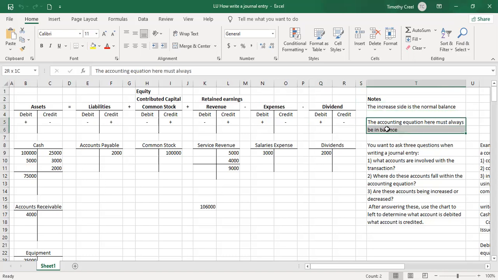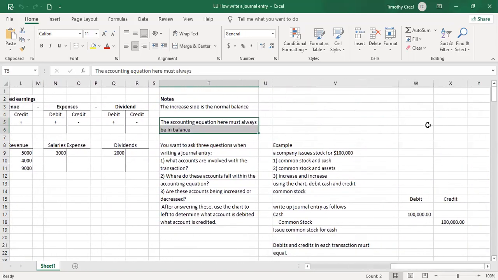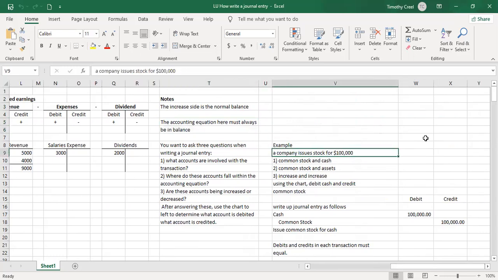And as you're doing journal entries, it's going to be the same thing that we looked at in the last chapter: the accounting equation must always be in balance. Now, let's look at how to write some journal entries. If you're given a transaction, such as a company issues stock for $100,000 to start their company, you want to ask three questions when writing a journal entry.